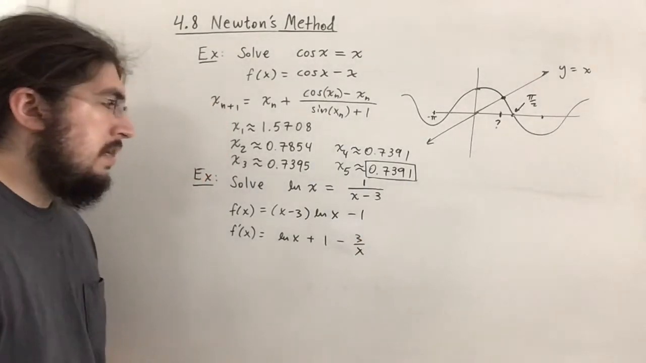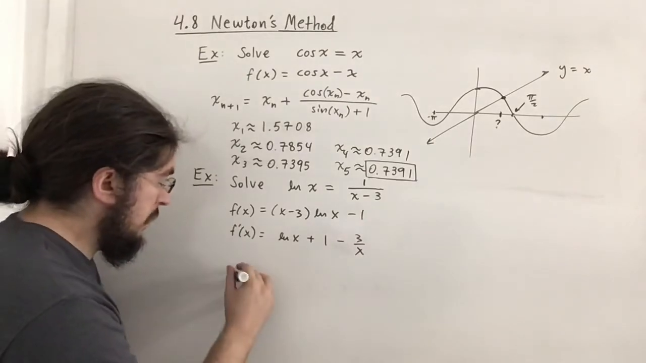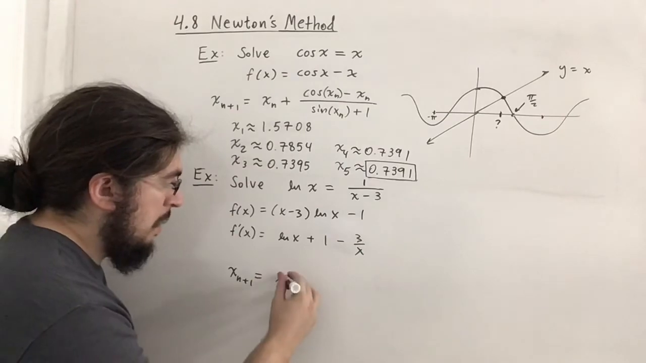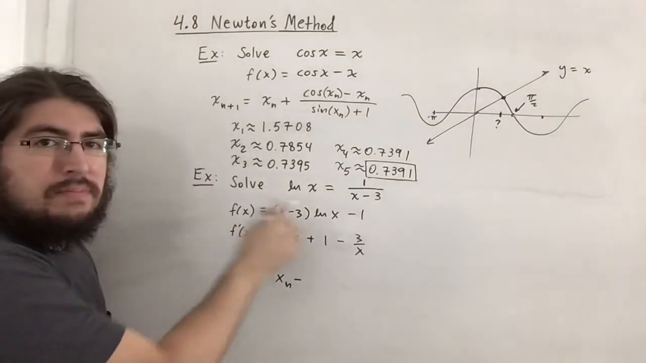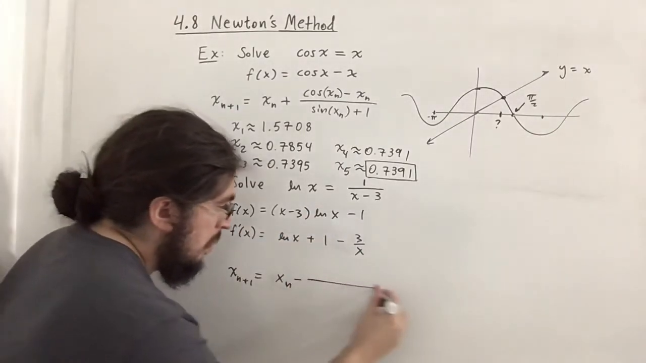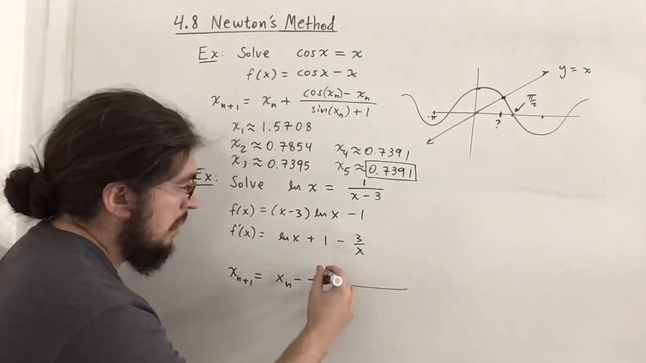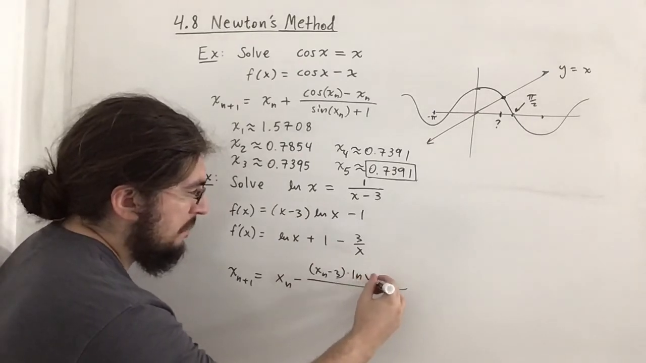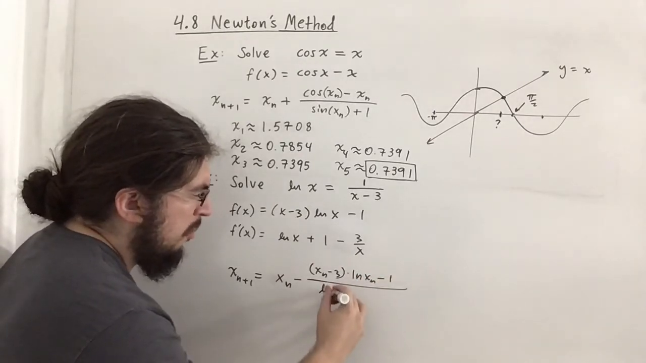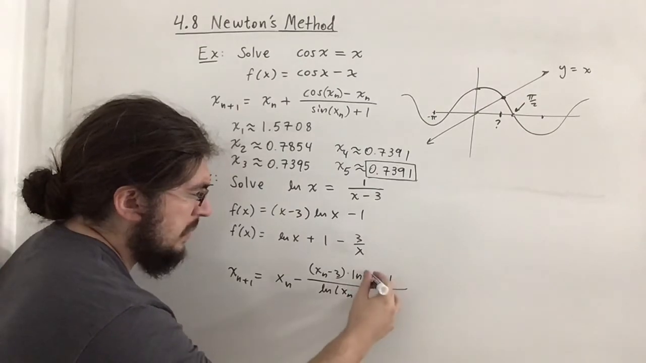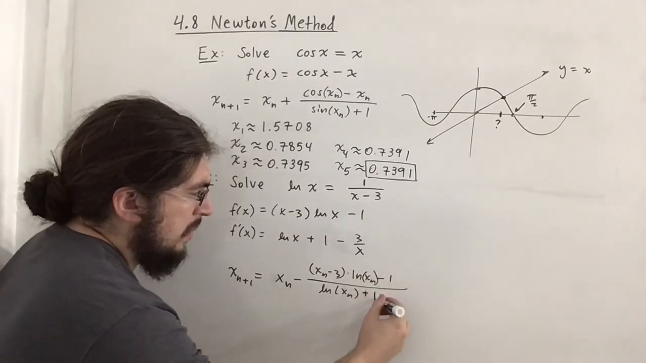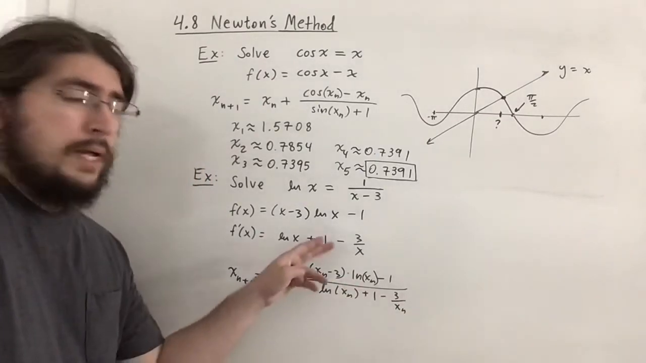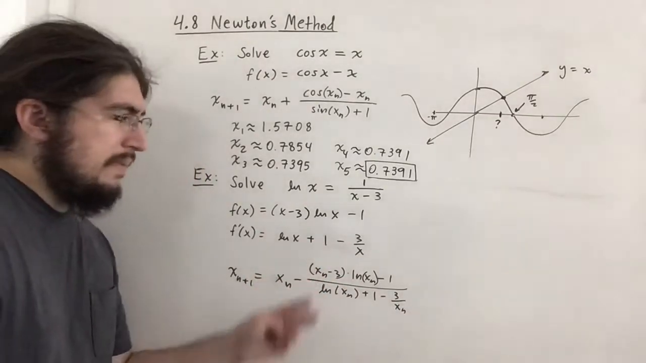Good. So now from this, we can get the recursion pretty simply. It's just xn plus 1 is equal to xn minus basically the function over its derivative, but with xn instead of x's. So that's xn minus 3 times ln of xn minus 1 over ln of xn, let me add parentheses here just to be safe, plus 1 minus 3 over xn. Now, if you want to clear denominators by multiplying top and bottom by xn, knock yourself out. I'm going to leave it like this, though.